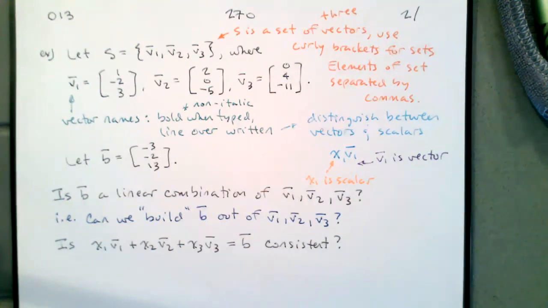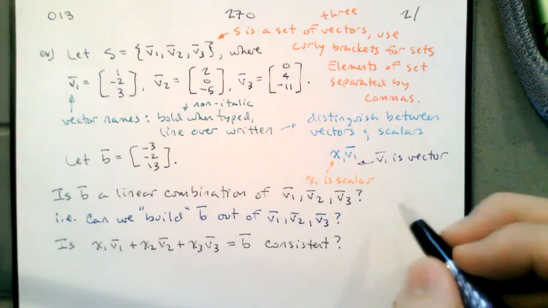If the answer is yes to the vector equation being consistent, then that would mean that B is a linear combination of those vectors. We can build B out of those parts. Then if the answer is yes, we have the follow-up question. If yes, then how? That would be asking, find the general solution to the equation.